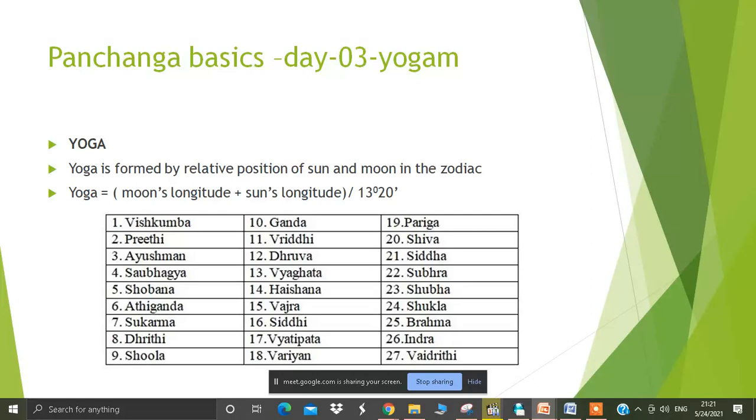So there are 27 yogas. You don't have to remember all these yogas, but definitely the nakshatras you have to remember. If you don't remember nakshatras, it is a sin. Yogas need not be remembered. Only the bad yogas, if you remember the names, that is more than sufficient. In this class, I'll just take you through the 27 yogas. Vishkumbha, Preeti, Ayushman, Saubhagya, Shobhana, Atiganda, Sukarma, Dhriti, Shula, Ganda, Vriddhi, Dhruva, Vyaghata, Harshana, Vajra, Siddhi, Vyatipata, Variyan, Parigha, Shiva, Siddha, Sadhya, Shubha, Shukla, Brahma, Indra, Vaidhriti.